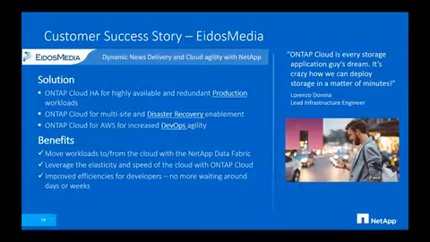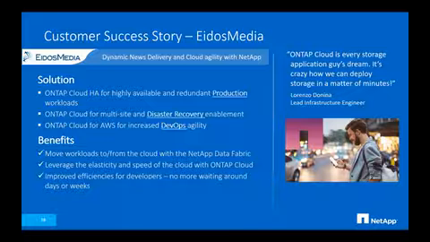Another customer story is Eidos Media. Eidos Media is a software house that provides content creation and delivery services to more than 600 newspapers worldwide, including big names like the Washington Post, the Wall Street Journal, and the Times.